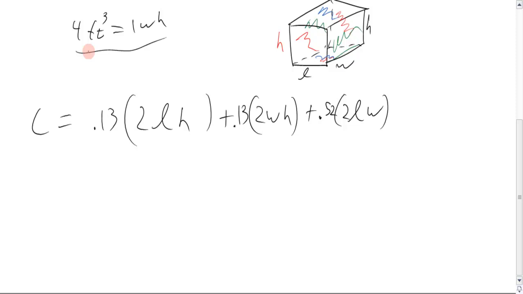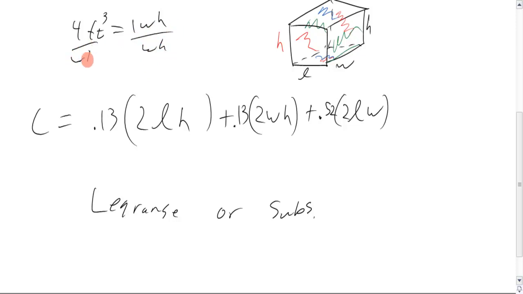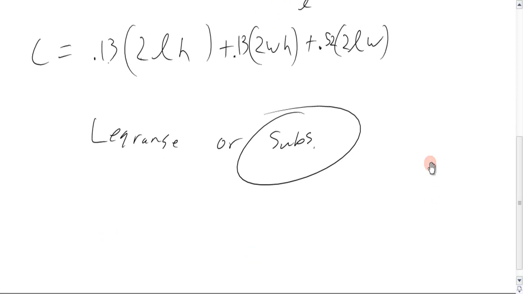When we are subject to a constraint, we have 2 methods. We can either go Lagrange, or we can go substitution. My rule of thumb: always try substitution first, unless you can't. So I'm going to divide by width and height, which gives me length equal to 4 divided by width and height. Everywhere I have a length, I'm going to replace it with 4 divided by width height, and I'm going to simplify this math a little bit. So 2 times 0.13 would just be 0.26. Here we go. Let's hope it works out.